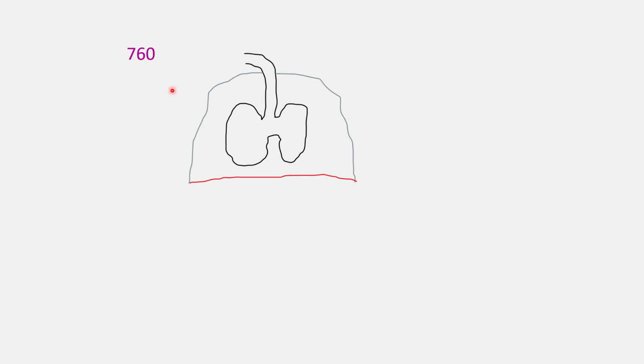So right now we are, let's say, at the end of an exhale. We are going to say no air is moving in or out of the lungs. We have just finished exhaling and we have not yet started inhaling. So atmospheric pressure is 760. Pressure inside the lungs is also 760 mmHg. So intrapulmonary pressure is 760 mmHg.